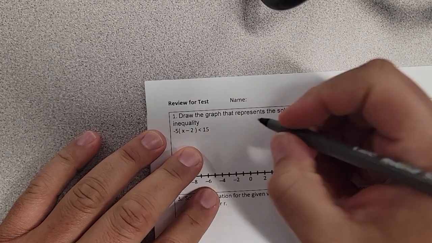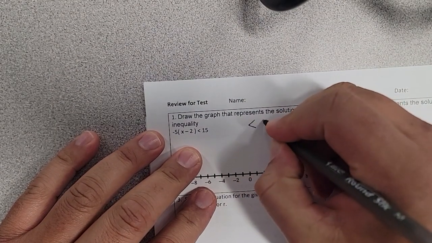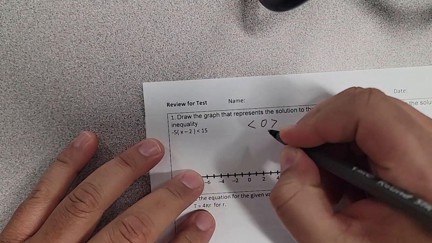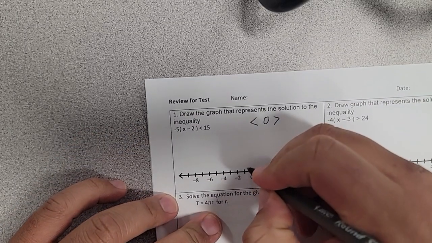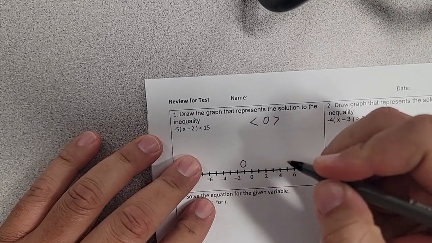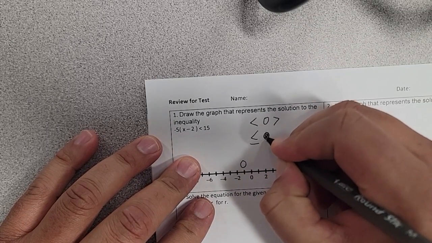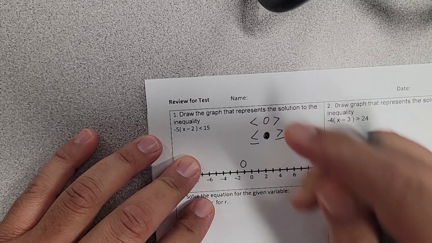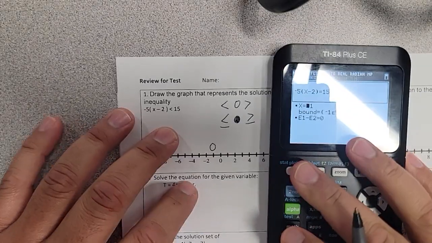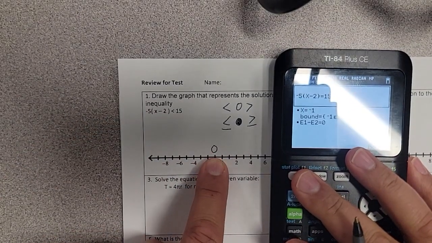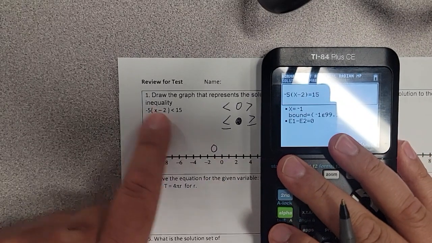Now, when I look at my symbol, remember that anything that does not have a line has an open circle. So at -1, I'm going to put an open circle. And just in case you don't remember, if it has a line under it, there's a closed circle. So that gives me the answer of where to put the circle, the type.